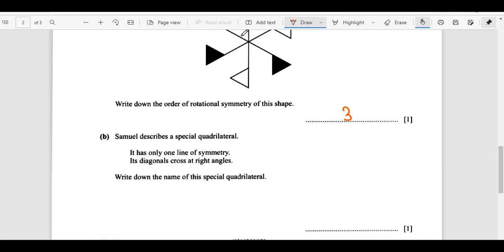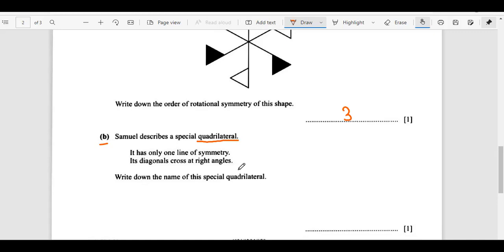And then the next part is, okay, can you hear me now? Yes. Okay. The next part is Samuel describes a special quadrilateral. A quadrilateral is any shape that has four sides. It has only one line of symmetry. Its diagonals cross at right angles. Write down the name of this special quadrilateral.